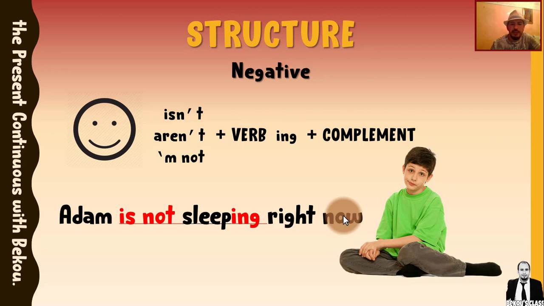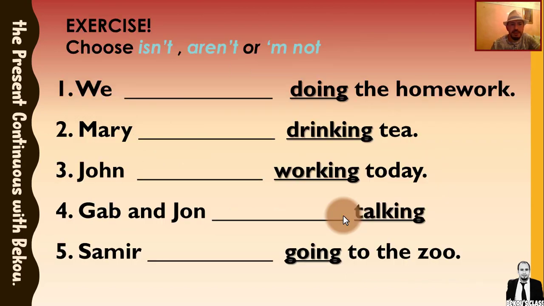Okay, let's do some practice. In this exercise, you're going to fill in the blanks with isn't, aren't, or I'm not. When the -ing verb is given to you, you just choose the suitable verb to be the auxiliary in the right place. So we start with number 1.